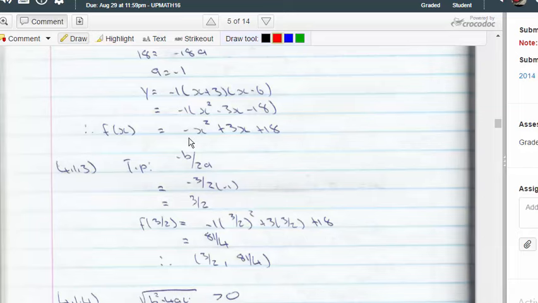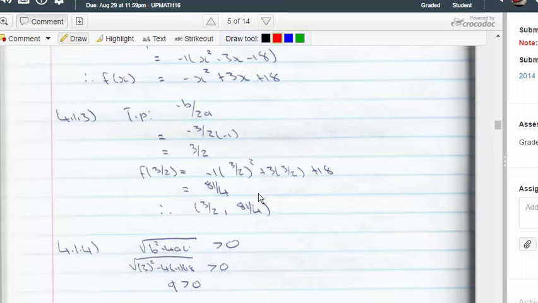Another thing you could have done is you could have just taken the derivative and made it equal to 0, so that it becomes negative 2x plus 3 is equal to 0. The plus 3 goes to the other side and gives you negative 3 divided by negative 2, which gives you 3 over 2 as well. So there's different ways of finding the turning point. My favorite one is to make the derivative equal to 0, because I can just always do it.